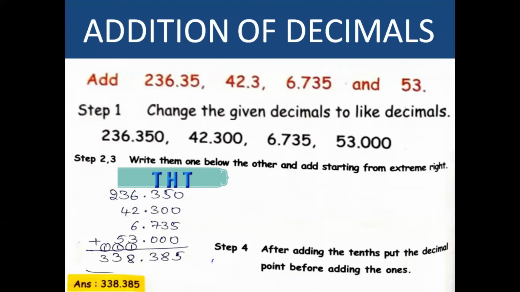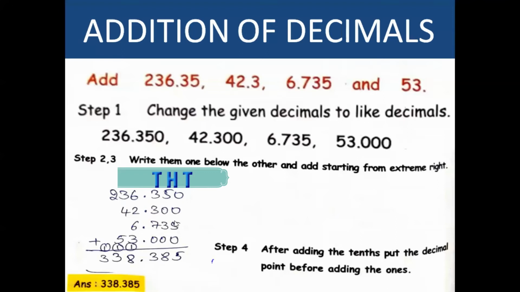Next, write them one below the other and add starting from the extreme right. Now see, 236.350, 42.300, 6.735, 53.000. Now we should add from right to left.